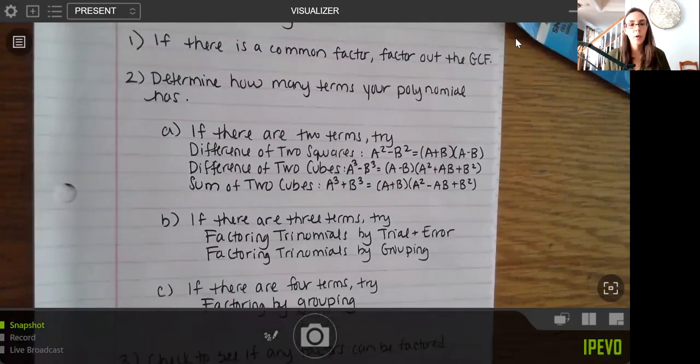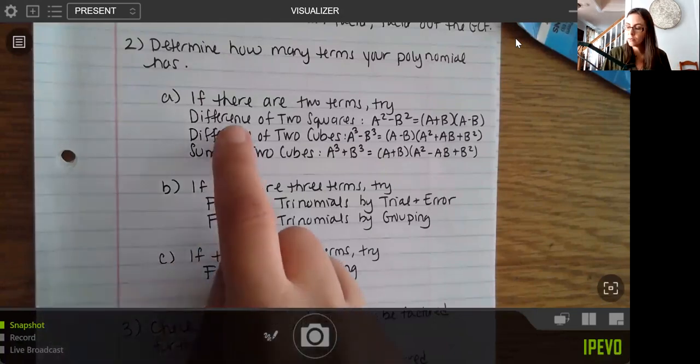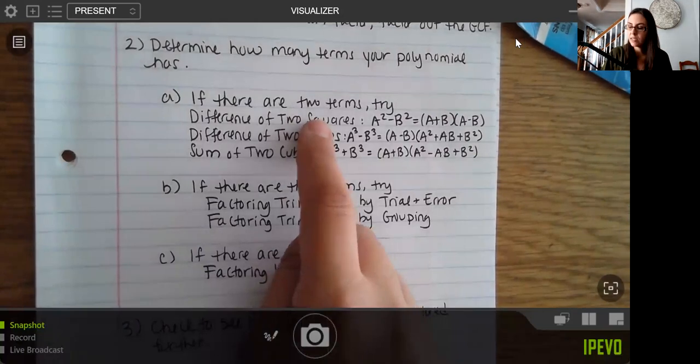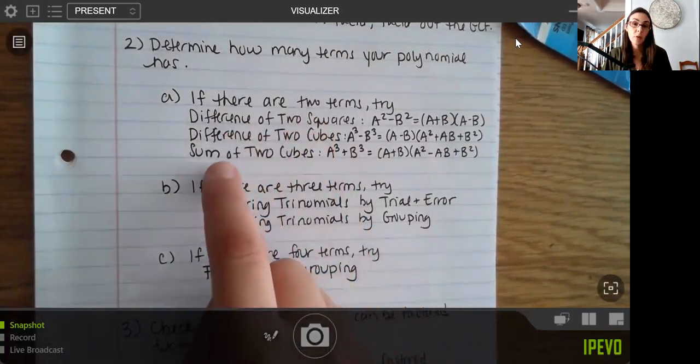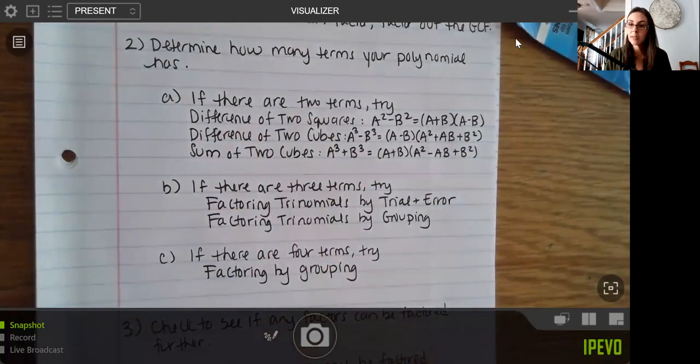Next, you're going to look at your polynomial. So if your polynomial has 2 terms, then you can try one of the special techniques that we've already seen. So you can see if it's the difference of 2 squares, you can see if it's the difference of 2 cubes or the sum of 2 cubes. And if those fit, then you have the formulas that you can use there.